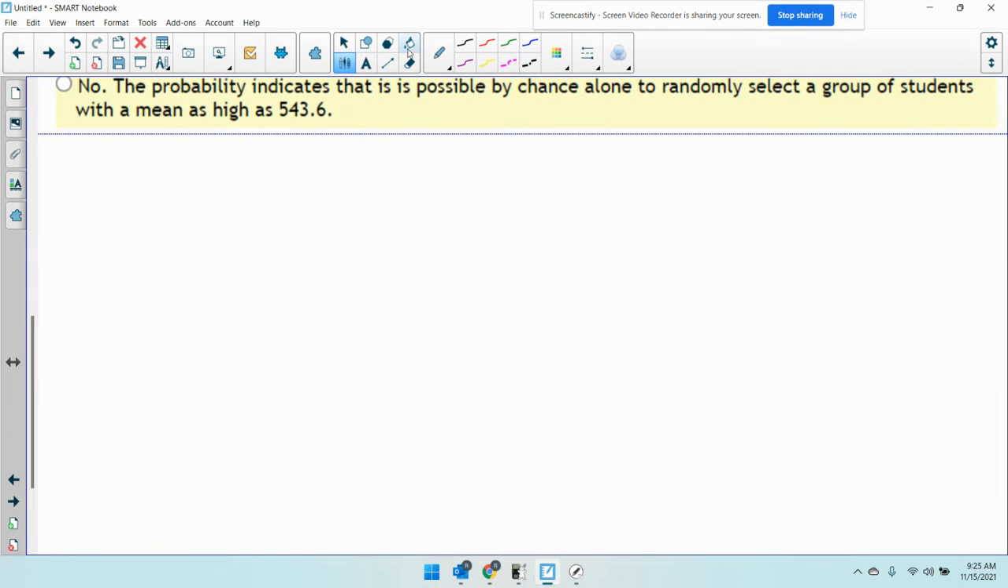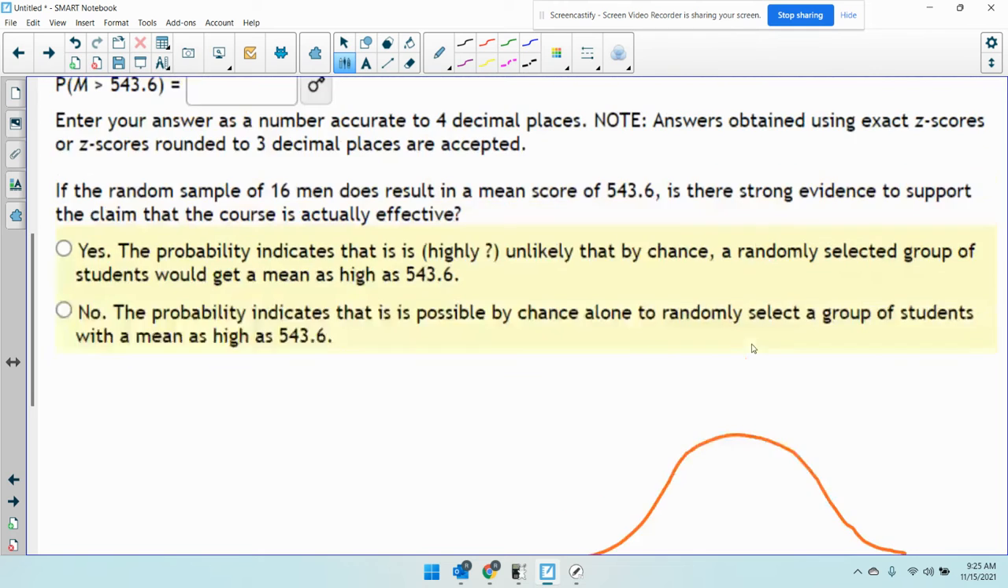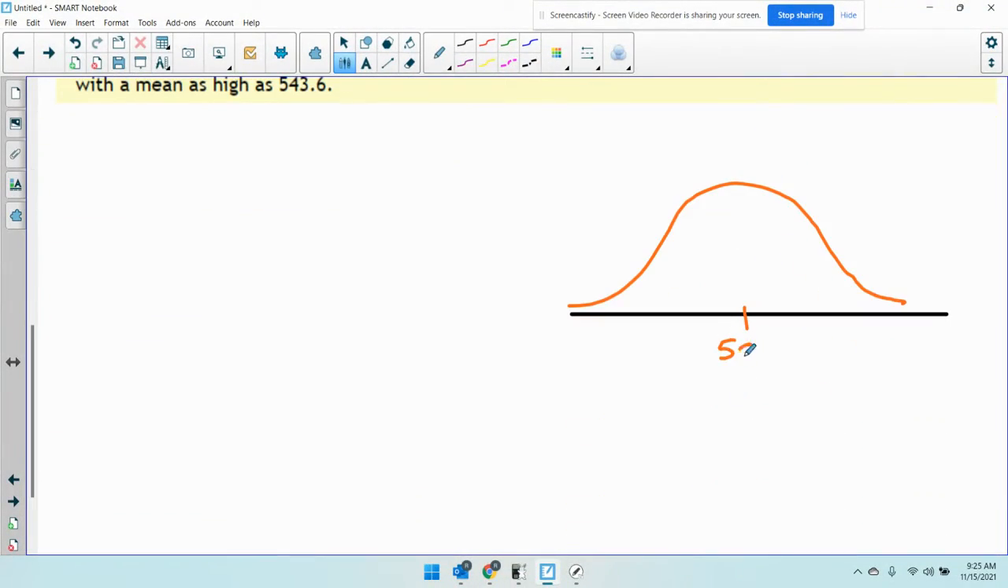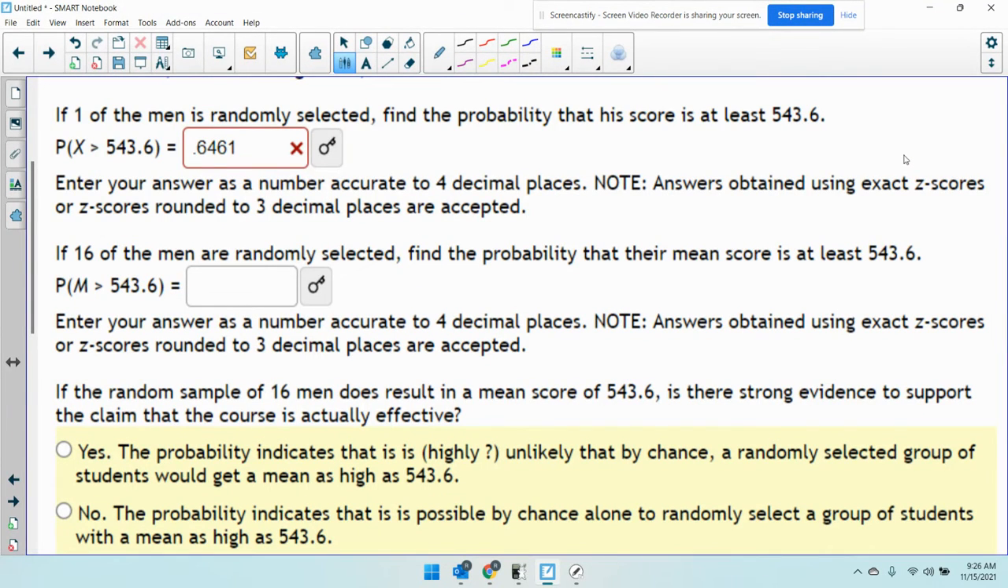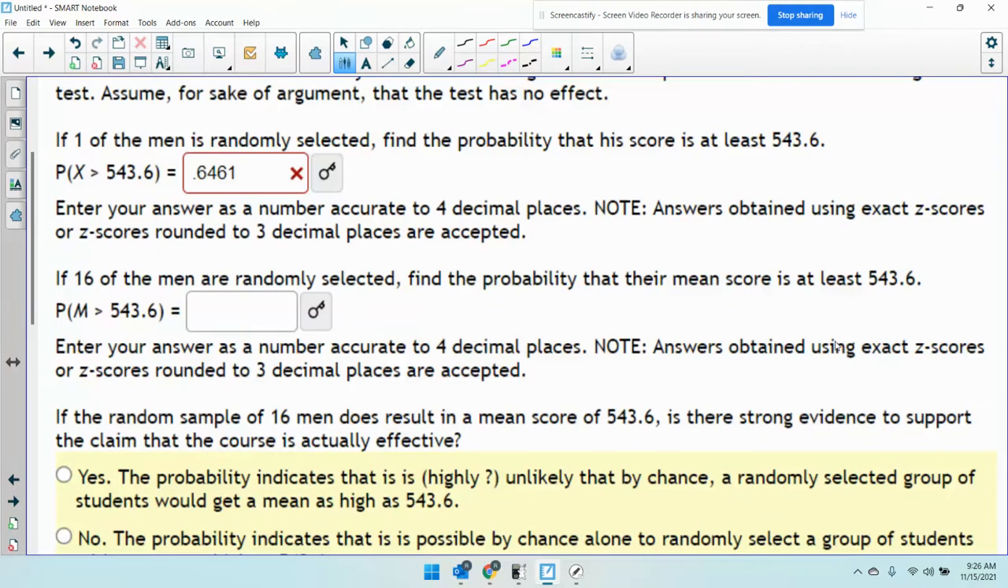So, if you want to draw the normal curve, it is a good place to start. Draw the curve here. Mean is 508, standard deviation, sigma, is 95. So it says, what's the probability that he scores at least 543.6? 543.6 is somewhere over here. So I want to know the area above it.